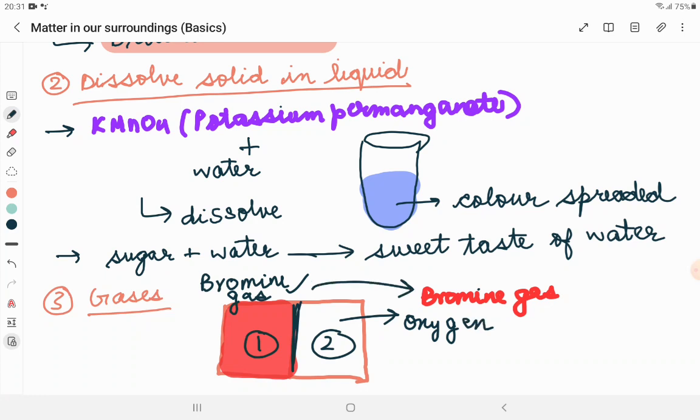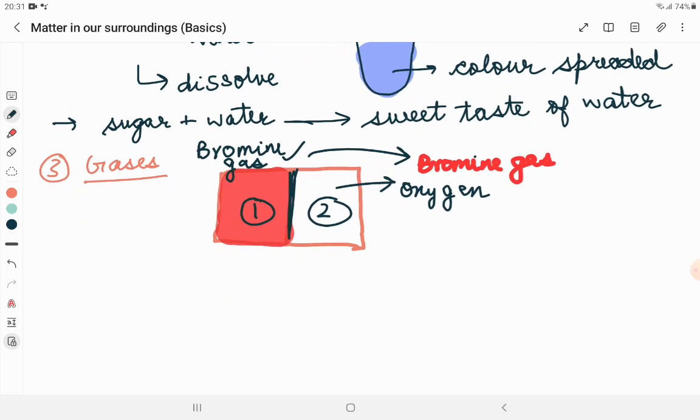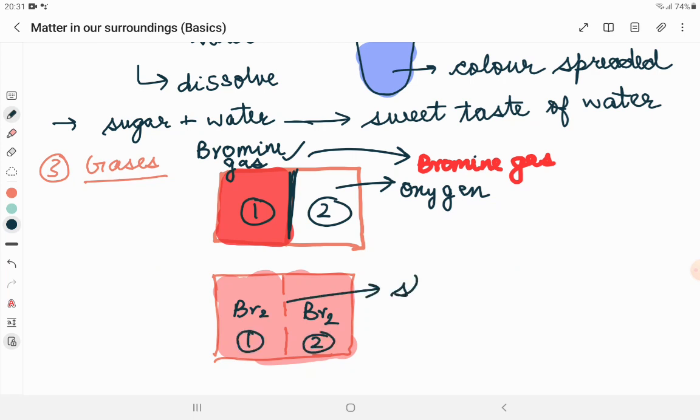Now we are going to make holes in the wall of the chamber like this. What will happen is that eventually your bromine gas will become diluted and will spread into the whole of the two chambers. You will see that both chambers became red colored. Why did this happen? Somewhere here we had no bromine, and here we have bromine. This is chamber number 1, this is chamber number 2, and these are the slits that were already there. This shows that the bromine gas has spread.